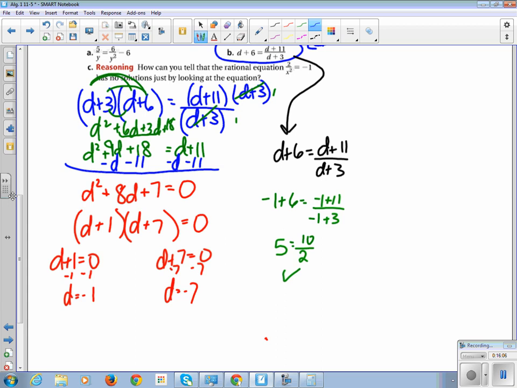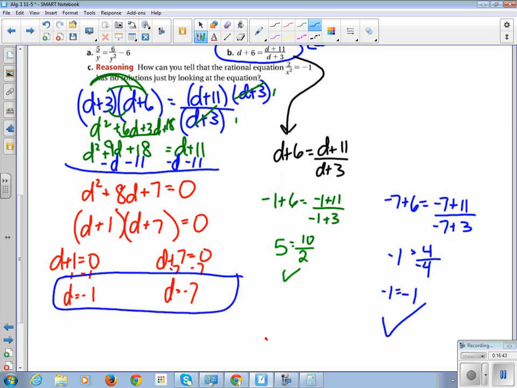So now we have to check our negative 7. Negative 7 plus 6 is negative 1. Negative 7 plus 11 is 4. Negative 7 plus 3 is negative 4. Is 4 over negative 4 equal to negative 1? What's 4 over 4 equal to? And then you have one negative, one positive, that gives you a negative. Both of these guys check out. So they are both solutions.